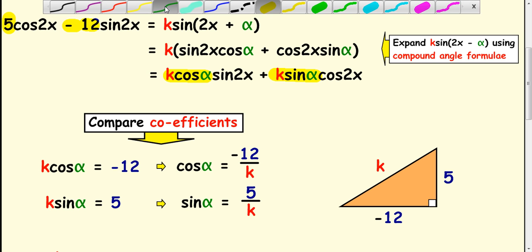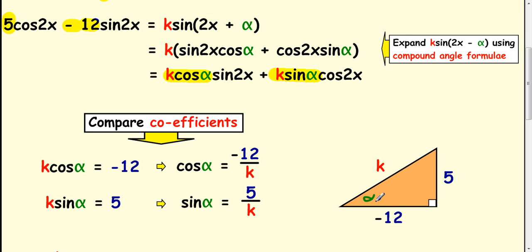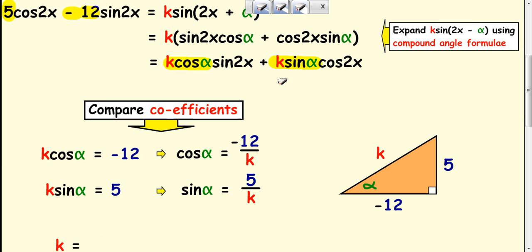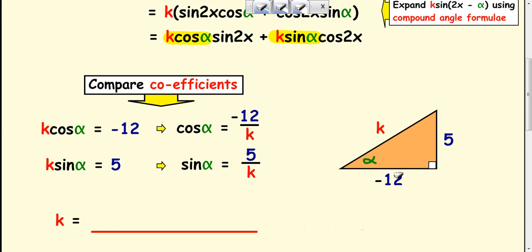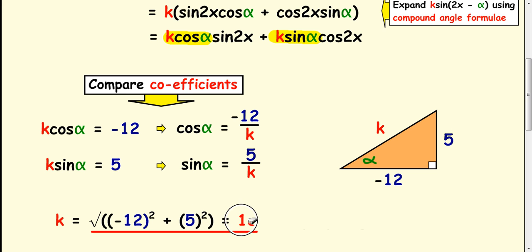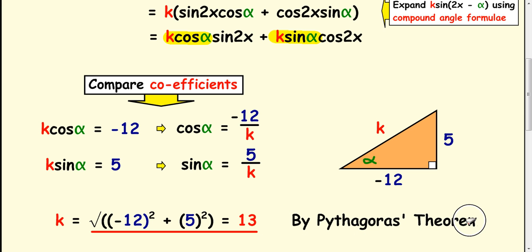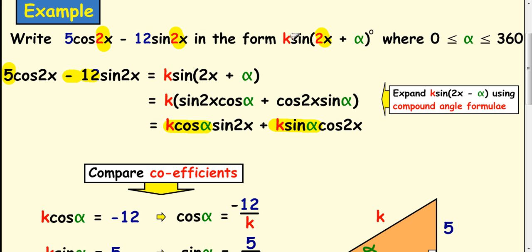We can then draw a right angle triangle to work out k, and it's already filled in here. Sin is opposite over hypotenuse, that's your opposite side and hypotenuse, and cos is adjacent over hypotenuse, that's your adjacent side and your hypotenuse. So Pythagoras: square root of negative 12 squared plus 5 squared, that's going to be 144 plus 25, which is 169. So it's the square root of that, which is 13. So that's us worked out this value for k.